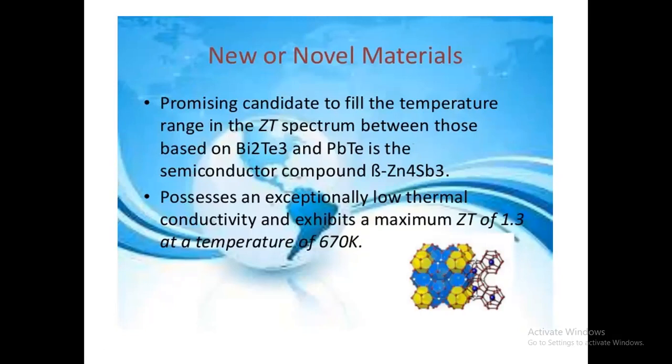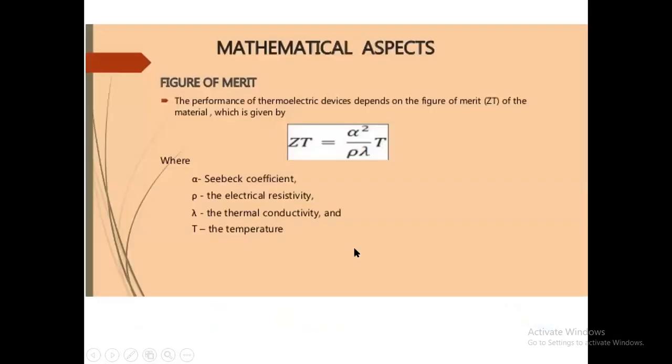Newer novel materials: a promising candidate to fill the temperature range in the ZT spectrum between those based on Bi2Te3 and PbTe is the semiconductor compound Zn4Sb3. It possesses an exceptionally low thermal conductivity and exhibits a maximum ZT of 1.3 at a temperature of 670 Kelvin. Mathematical aspects of thermoelectric power generation: figure of merit.